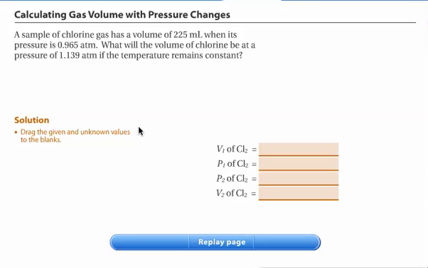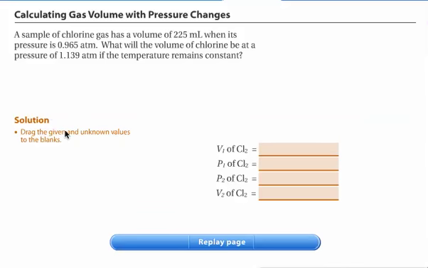So we take a look at this, and it says we have a sample of chlorine gas that has a volume of 225 milliliters when its pressure is 0.965 atmospheres. And we want to find what the new volume will be if we alter the pressure to 1.139 atmospheres and our temperature remains constant. So temperature is not going to be a variable.